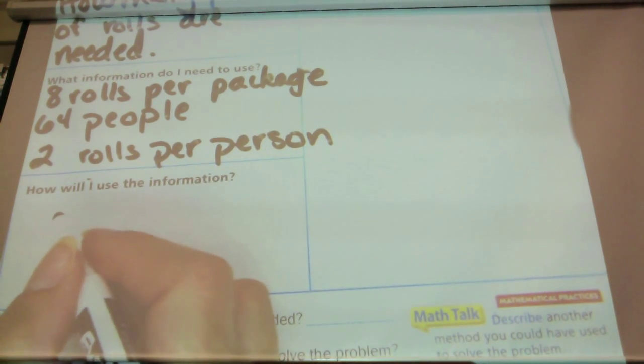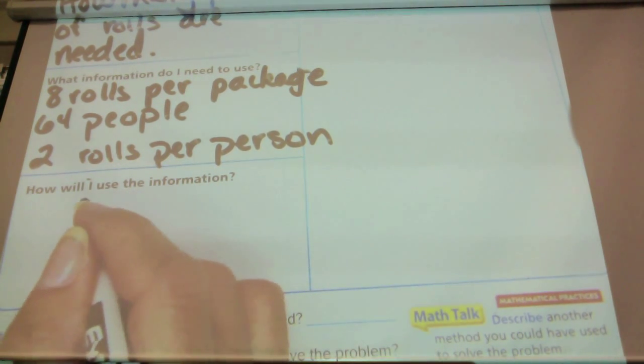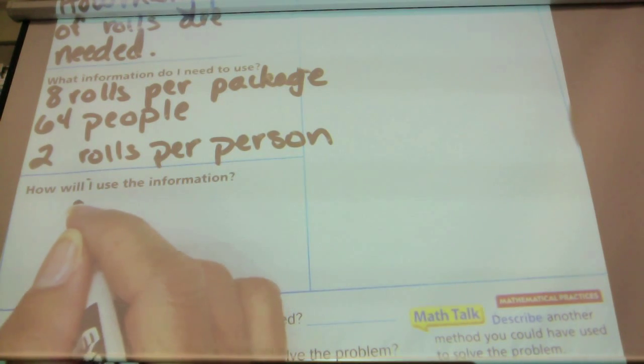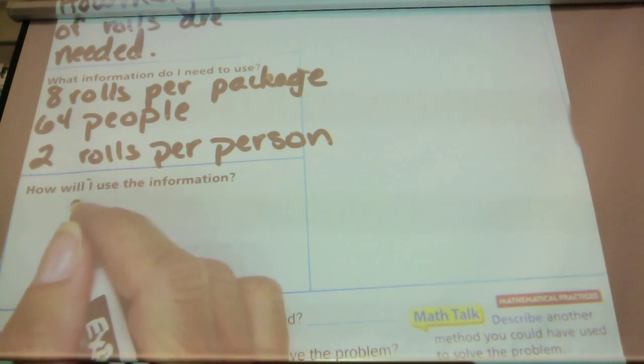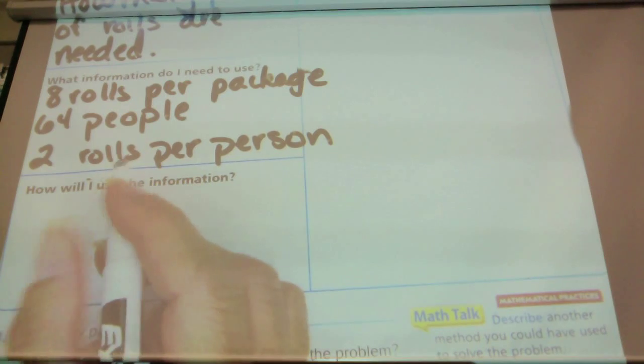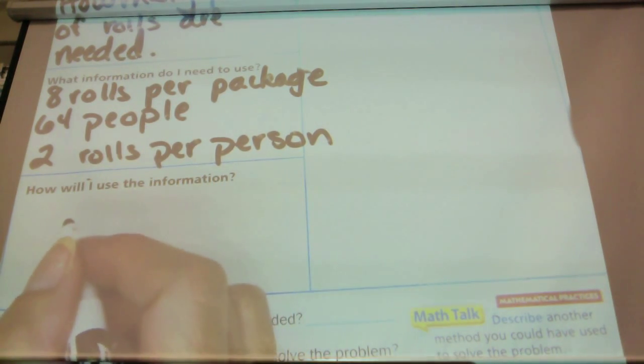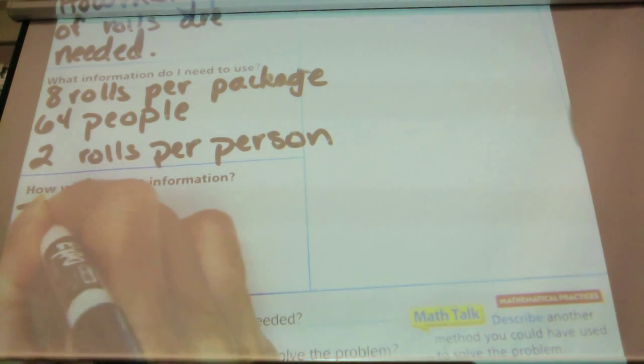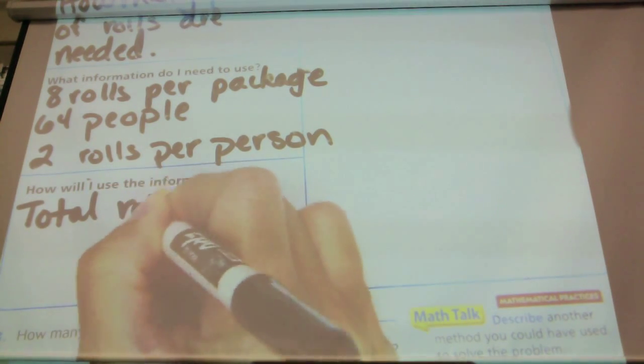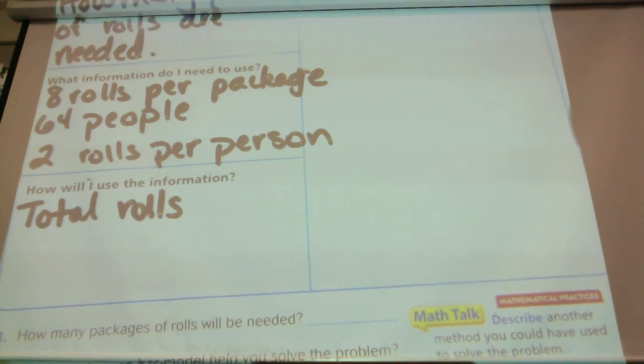Okay, so this was one method. This is not the one I would choose, though, because it is a little more tricky to think about it that way. But it works. I would think, first of all, how many rolls do I want? Right? How many total rolls do I want? Who can tell me how I'm going to figure out how many total rolls do I need? Total rolls. Which numbers am I going to use and what am I going to do with them?